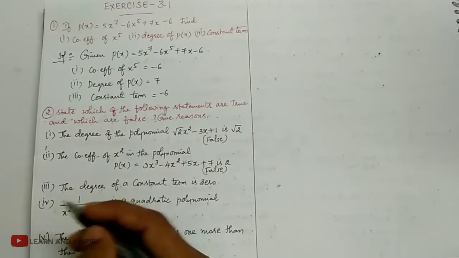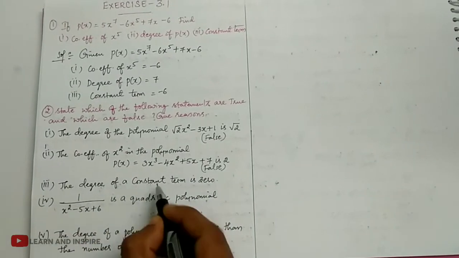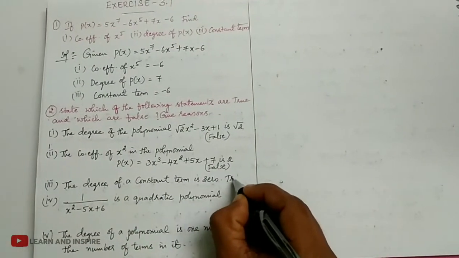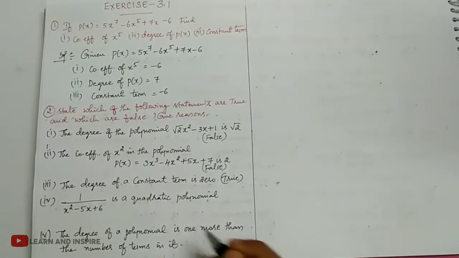Third one: the degree of a constant term is 0. Yes, already we have discussed in the introduction, the degree of a constant term is 0. So this statement is true.